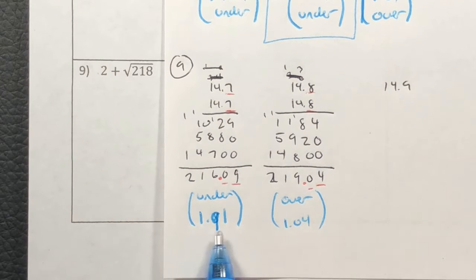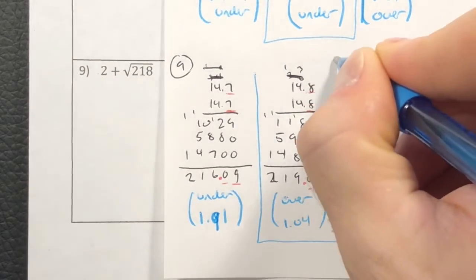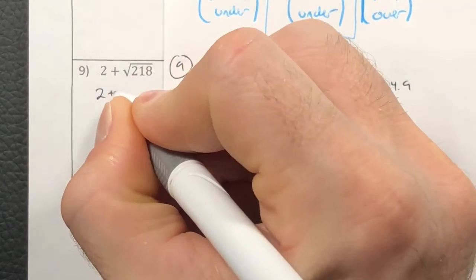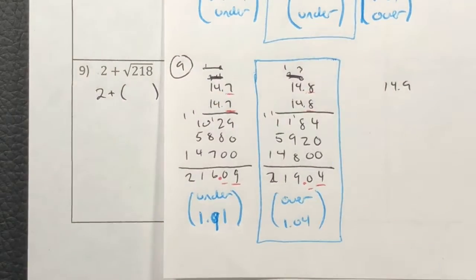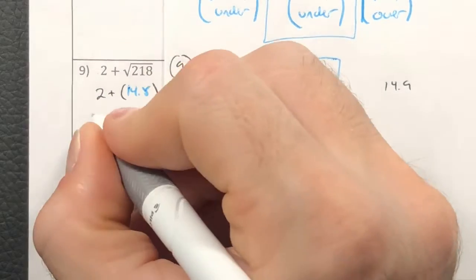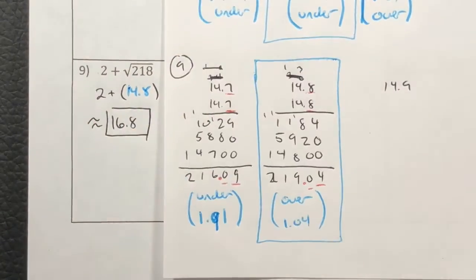Awesome, so because we passed the square root between these two values, I'm going to take a look at which one's closer. In this case, it's the 14.8. So that means that I'm going to estimate that that is going to be the closest to 2 plus 14.8, which is going to give me an approximate answer of 16.8.